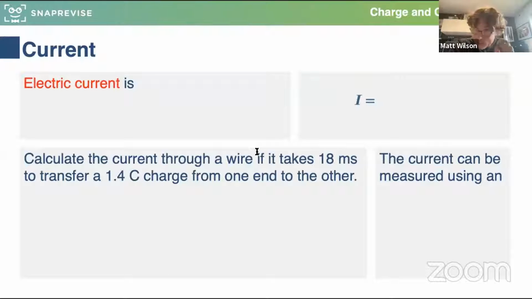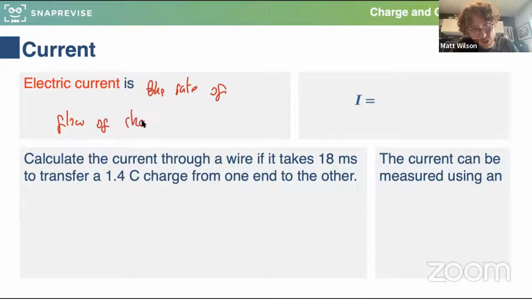So today's session is about charge and current. We introduced charge. Now we're ready to introduce current, which is a concept that involves charge. Specifically, it's the rate of flow of charge or the rate of transfer. So electric current is the rate of flow of charge. And sometimes people say the rate of transfer of charge.